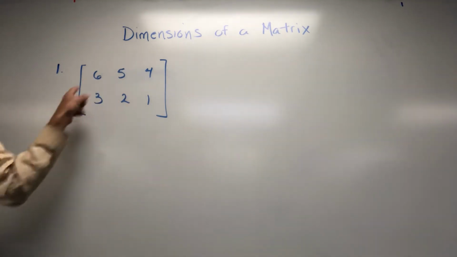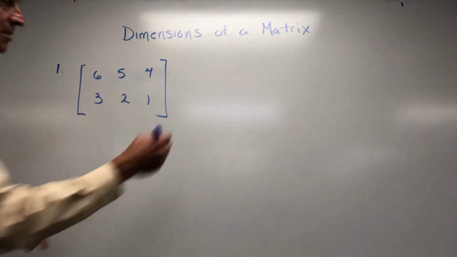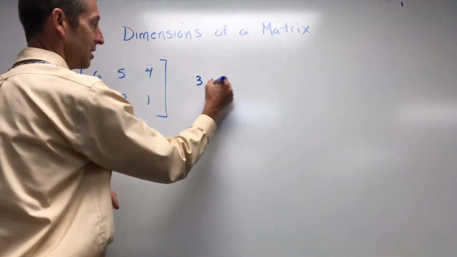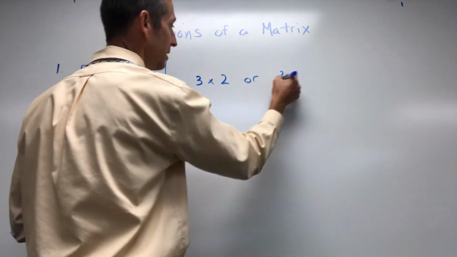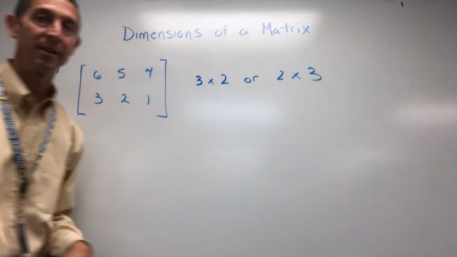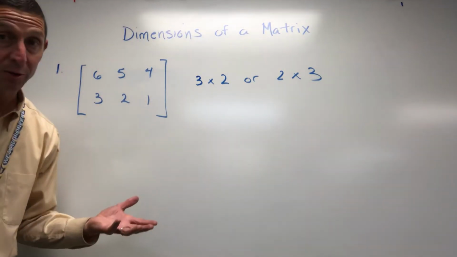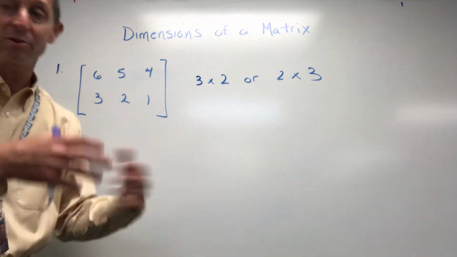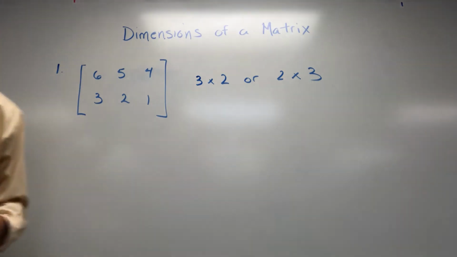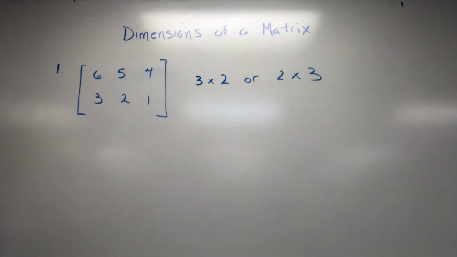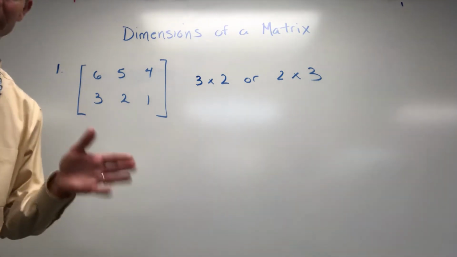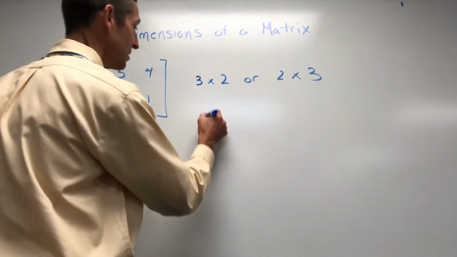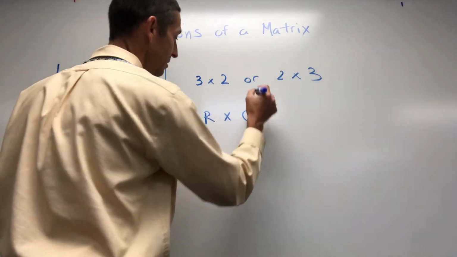So you're looking at the rows, you're looking at the columns, and you've got to make a choice which way it runs. Is this going to be a 3 by 2? Or is this going to be a 2 by 3? Is it the columns first or is it the rows first? So do you know? Well, it's always rows first by columns. It's always rows by columns.